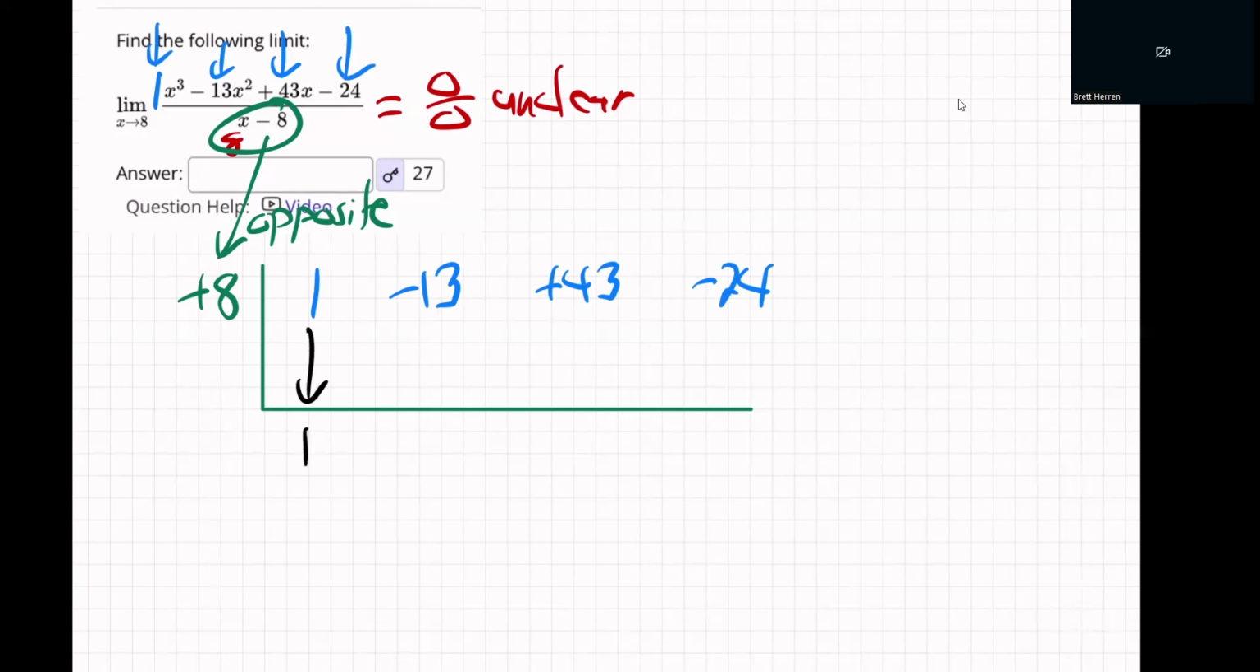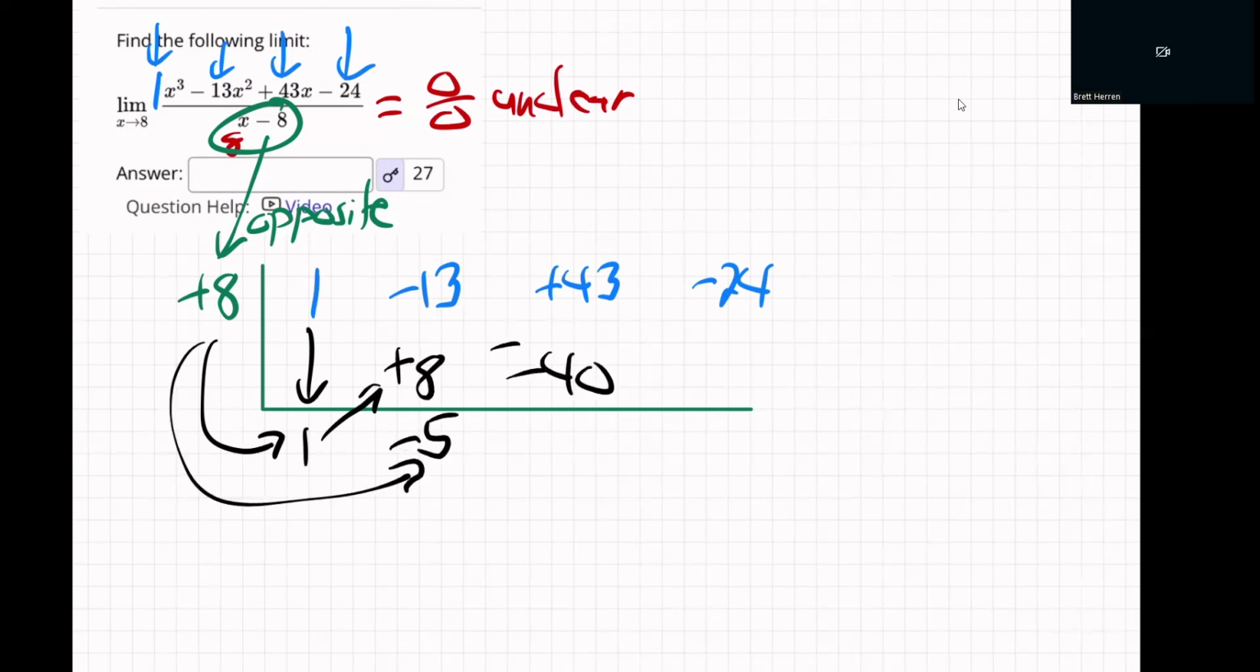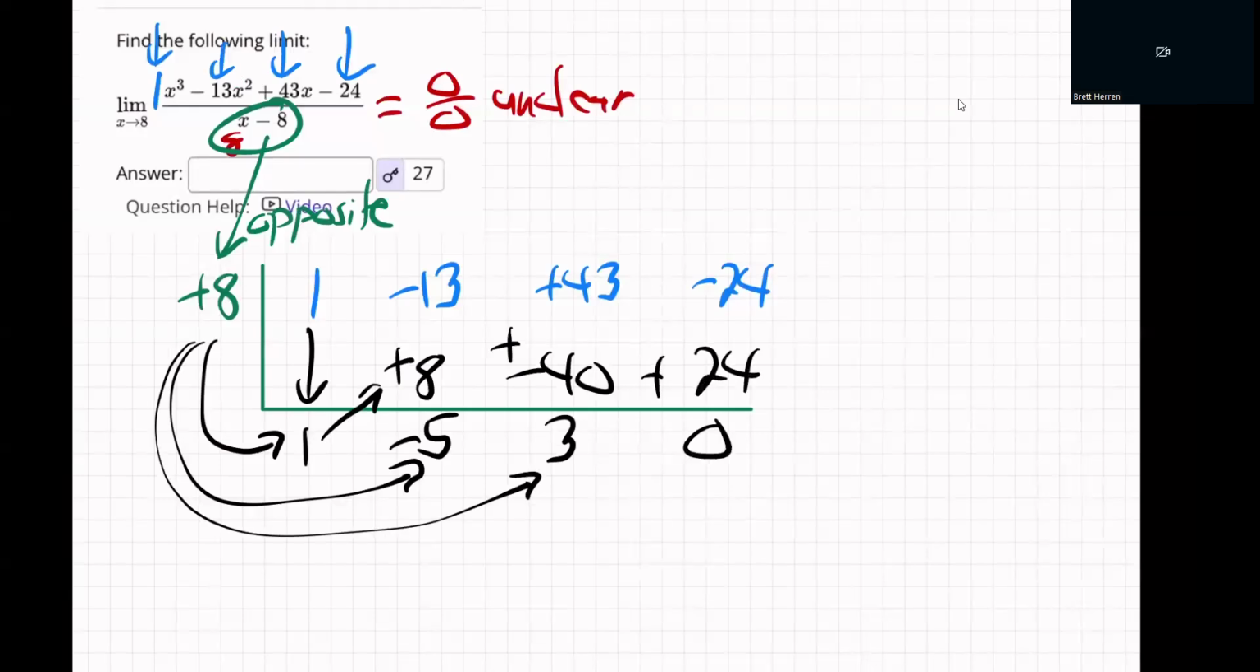You bring this guy down, and then 8 times 1 is 8. You add them up. It's negative 5. And 8 times negative 5 is negative 40. You add them up. That's 3. 8 times 3 is 24. Add them, 0. That's perfect. You want a 0 remainder. That means it went in perfectly.